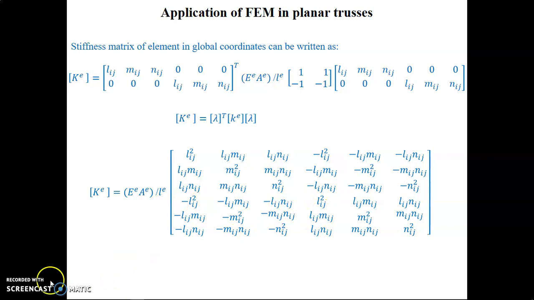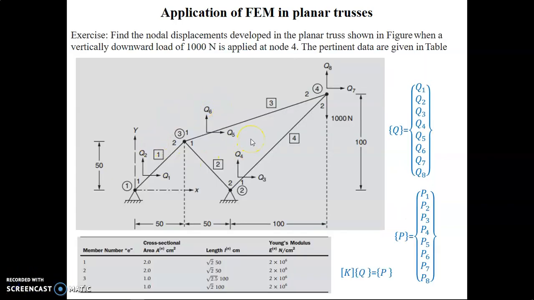So this is the truss we are going to solve, and it is a 2D or planar truss. Here we have 4 elements. The elements are marked in boxes and the nodes are marked in circles. So we have 4 nodes and 4 elements. This table depicts the number of the element, the cross-section area of each element, the length of the different elements, and the Young's modulus.